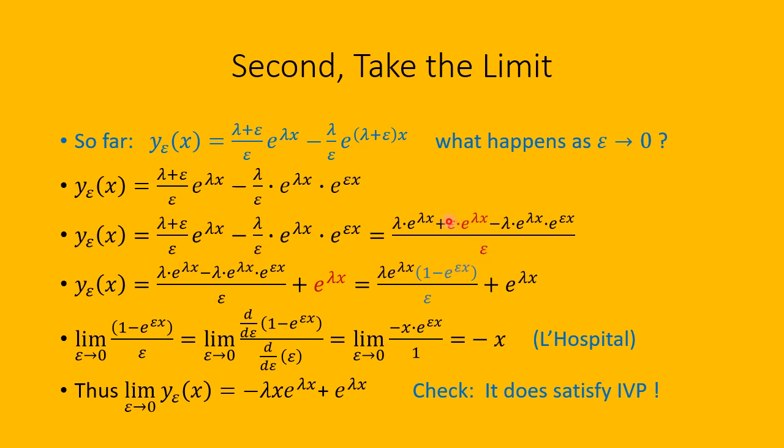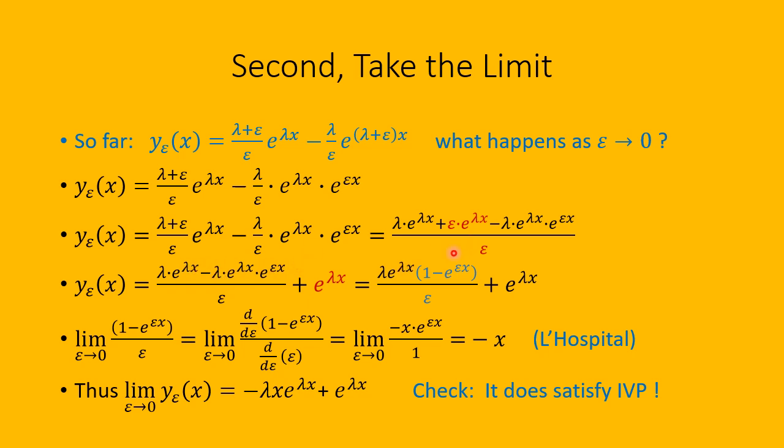Now, epsilon e to the lambda x divided by epsilon is just e to the lambda x. Looking at the other terms, we have this term, which is right here, minus this term, which is right here, divided by epsilon. Okay, so we now see that this fraction is equal to this fraction plus this exponential function. Now, if we look at this numerator, we notice that we can factor a lambda e to the lambda x out of both terms.